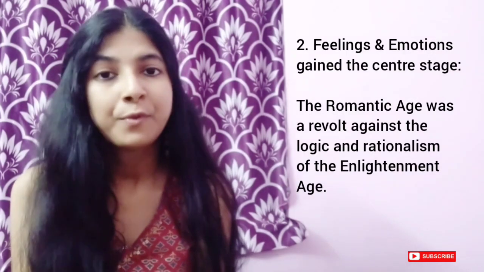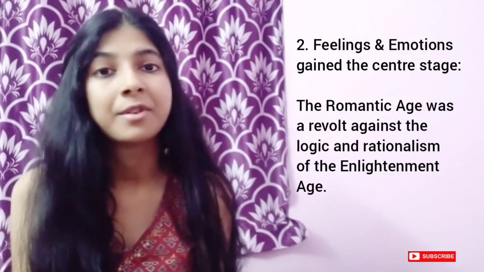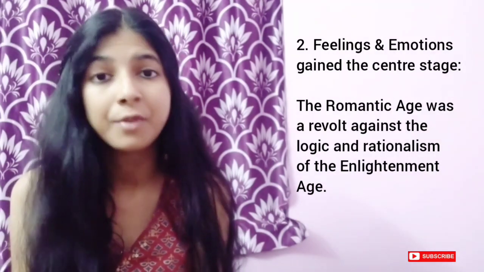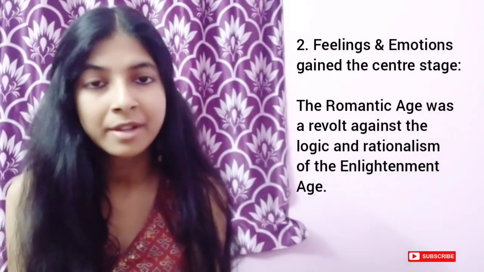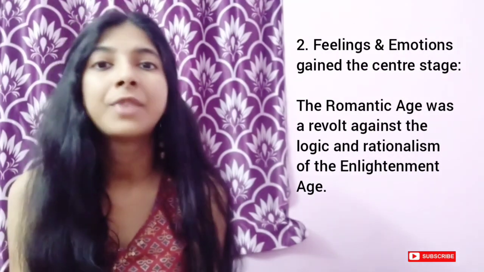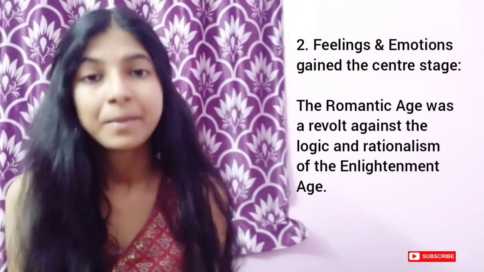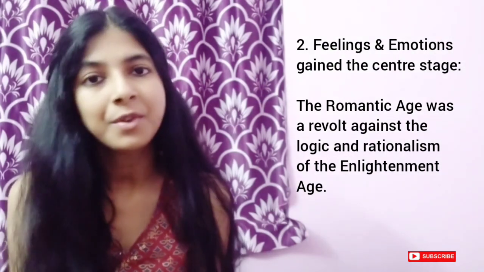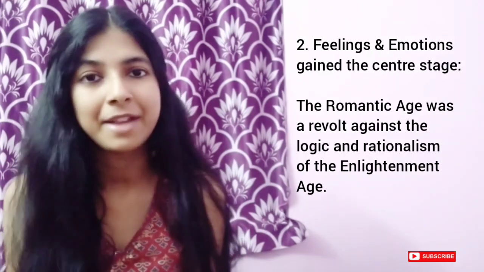Number 2. Feelings and emotions were considered important. So the Romantic Age was a revolt against the logic and rationalism of the Age of Enlightenment. Therefore, feelings and emotion gained the center stage in the Romantic Age.